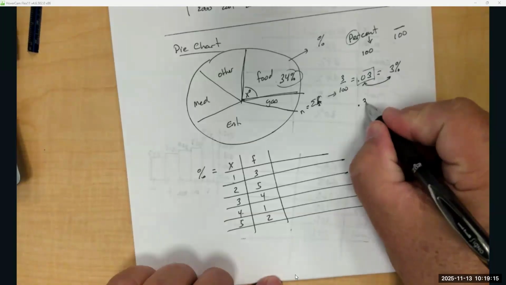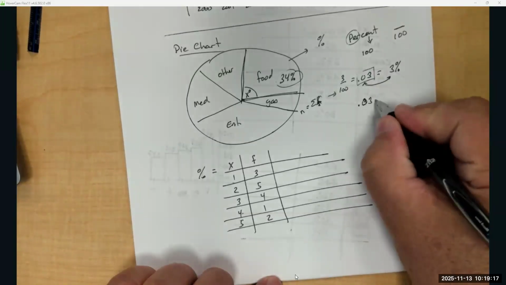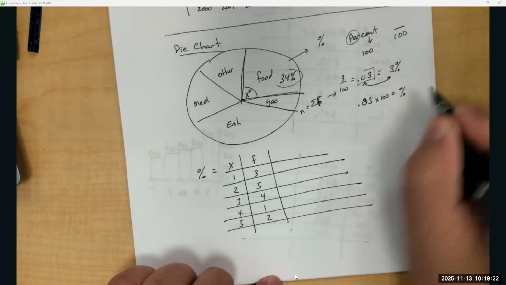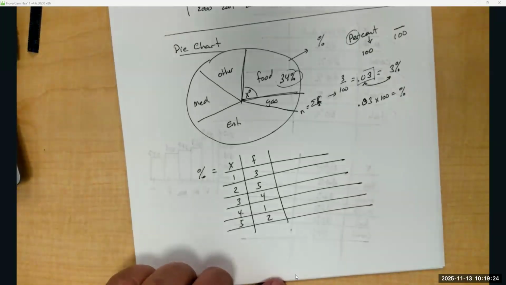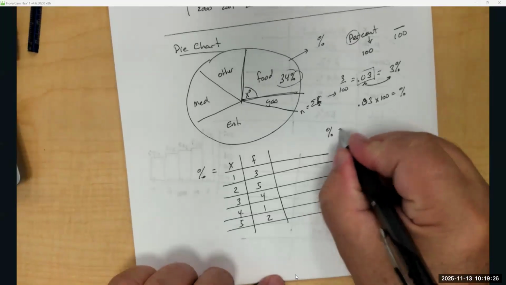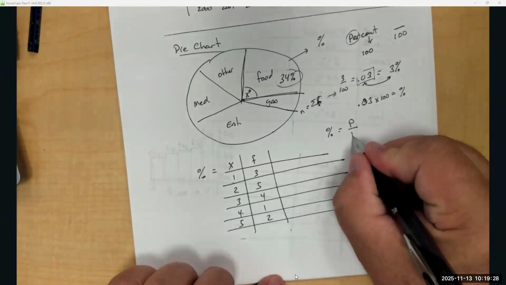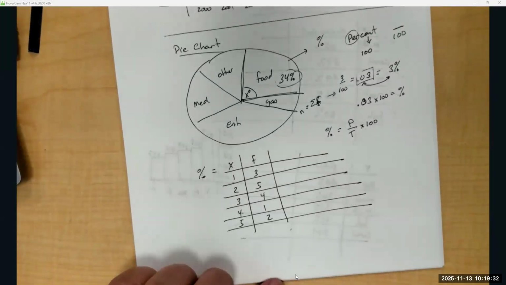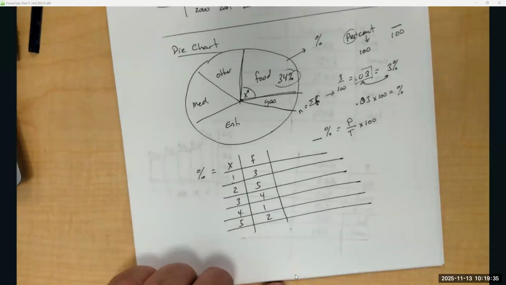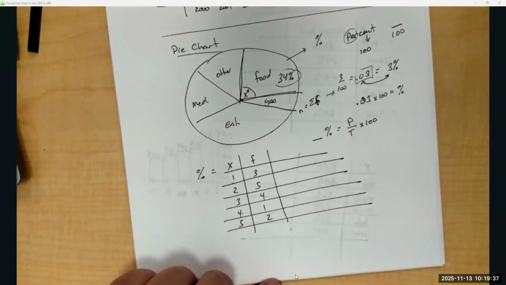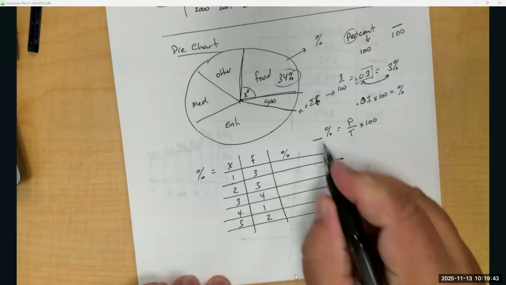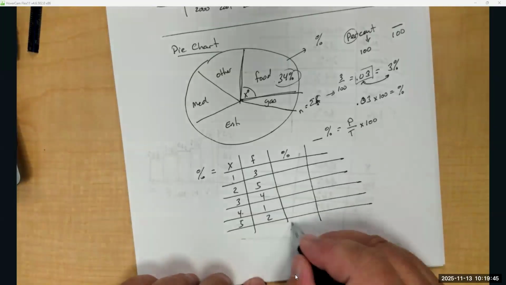Whenever you have a decimal and you multiply it by 100, you now put it into percents. So a percent by definition is part over total times 100. That equals some percent. So find me the percent of each of these.